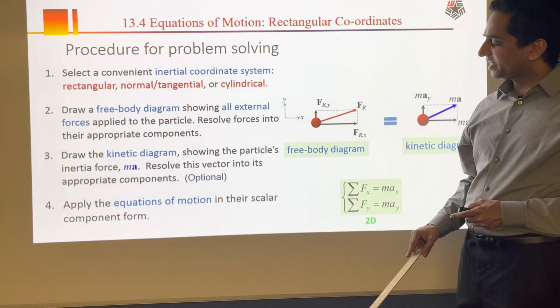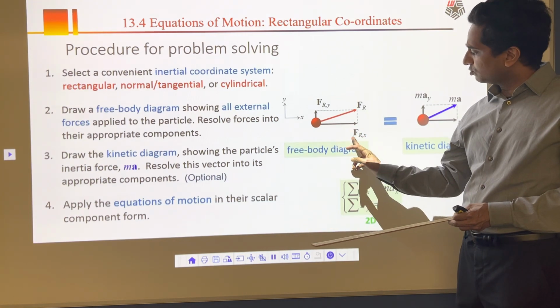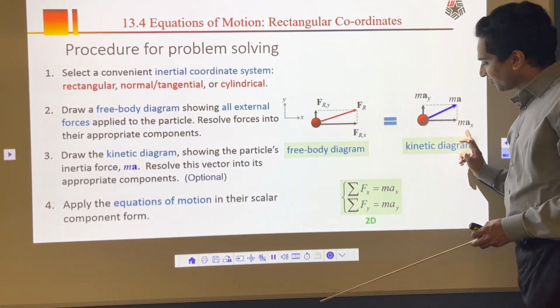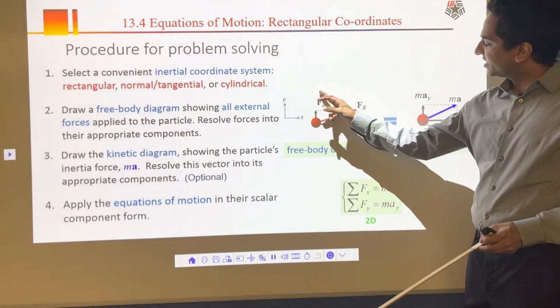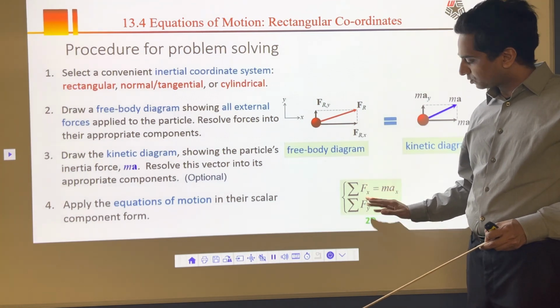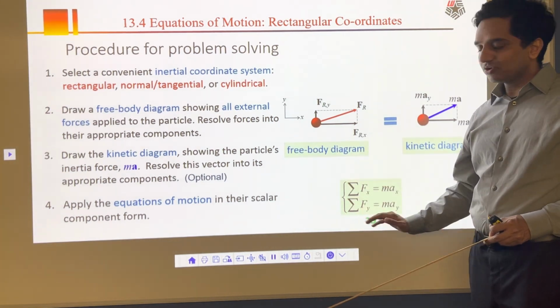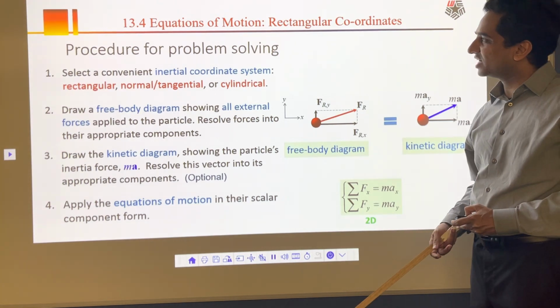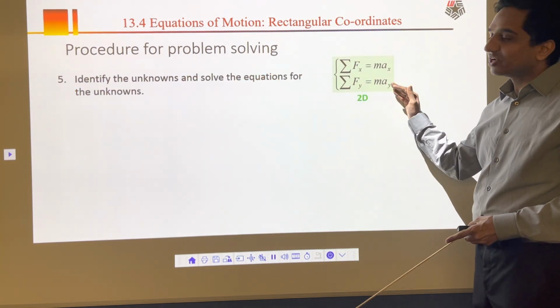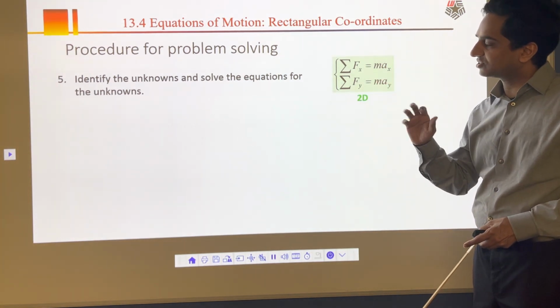Once you're done with the kinetic diagram, apply the equation of motion. So all the forces in x direction will be equal to m a_x. All the forces in y direction is equal to m a_y, acceleration in y direction. Apply this equation of motion. Write down all the forces, write down the acceleration, and then you will get two equations. So normally the way it works is, as I said, you have two equations and two unknowns, solve these two equations and then get the answer. So that's the general idea.